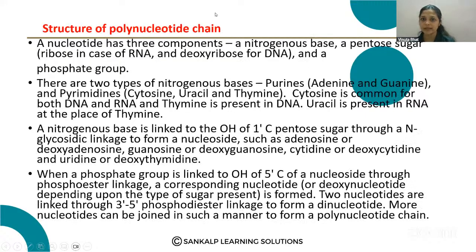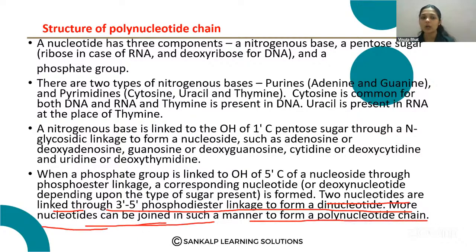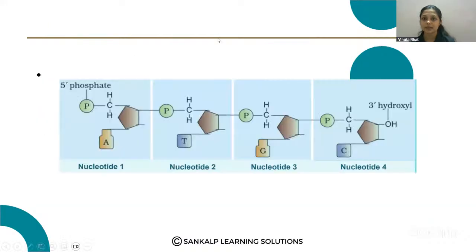Here the nucleotides, two nucleotides are linked through the 3' to 5' phosphodiester linkage to form dinucleotide. More and more nucleotides can be joined in such manner to form the polynucleotide chain. So this is the meaning of the polynucleotide chain. Here this is one nucleotide, right? And this nucleotide is attached to another nucleotide through a 5th and 3rd phosphodiester linkage.